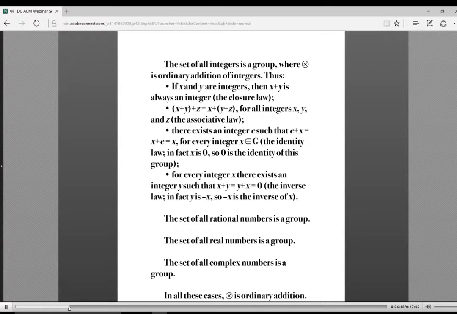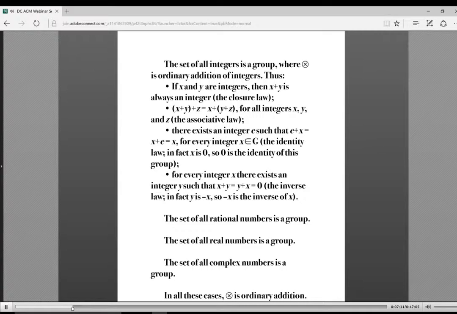Thus, number 1, if X and Y are integers, then X plus Y is always an integer. That's the closure law. Number 2, X plus Y and then that much plus Z equals X plus the quantity Y plus Z. And that is true for all integers X, Y, and Z. And that's the associative law.